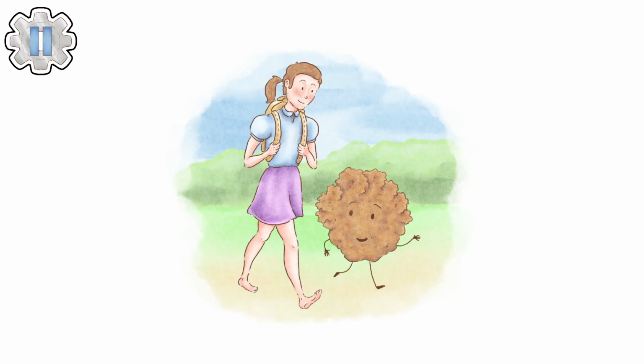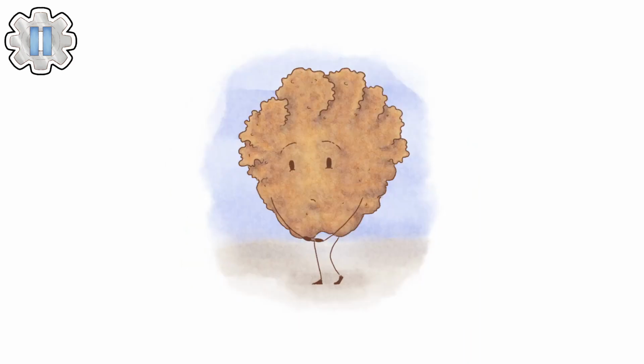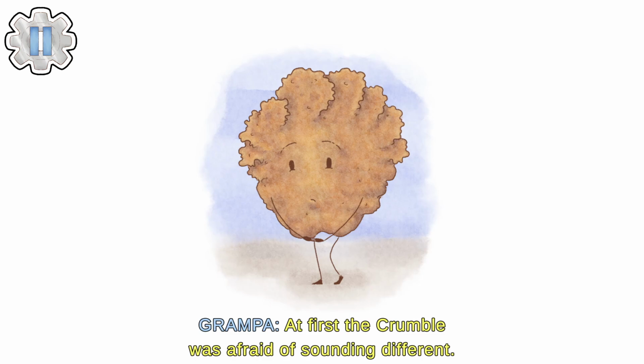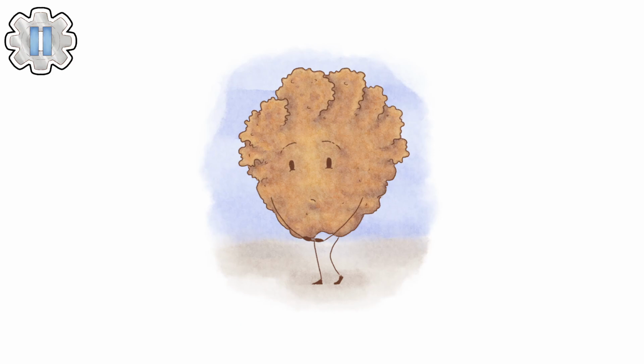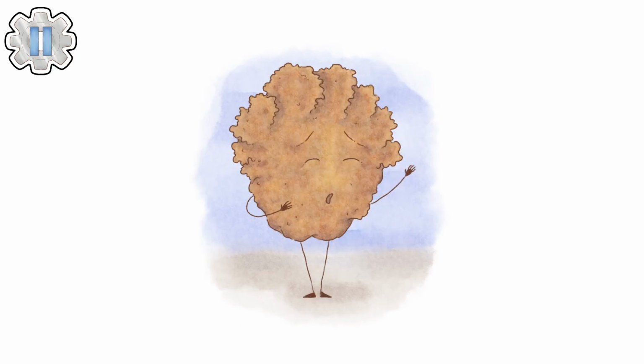The scene transitions to the town square. On the bandstand, the singer has rejoined her fellow musicians. All wait in anticipation for her to sing. At first, the Crumble was afraid of sounding different. She soon got over that.